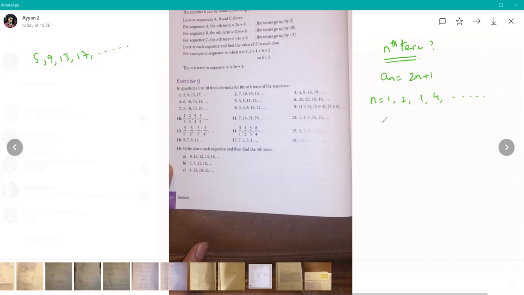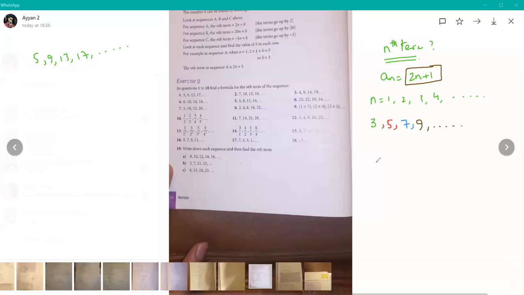When you put n as 1, this is going to be 2 into 1 plus 1, so that will be 3. When you put n as 2, 2 times 2 is 4 plus 1 is going to be 5. When you put n as 3, 2 threes are 6 plus 1, that is 7. When you put n as 4, 2 times 4 is 8 plus 1, that is going to be 9, and so on. So this sequence has this nth term.